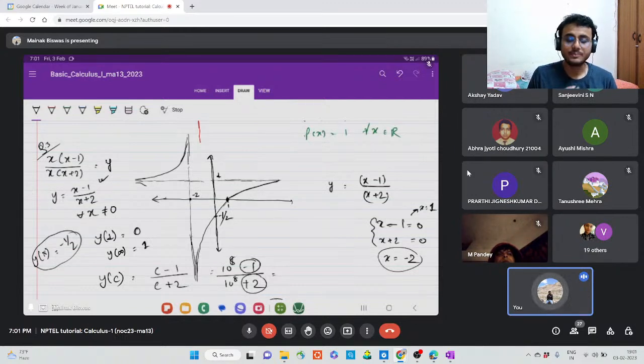So what are the typical things that you do? You find the important points. Here 1 and -2 are important points. Then you see how the function looks at infinity. And then these three things, if you see, would be able to solve the question. Is that all right?